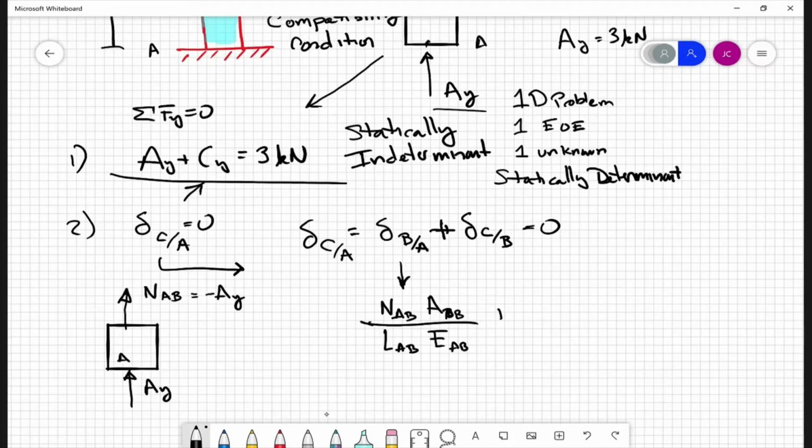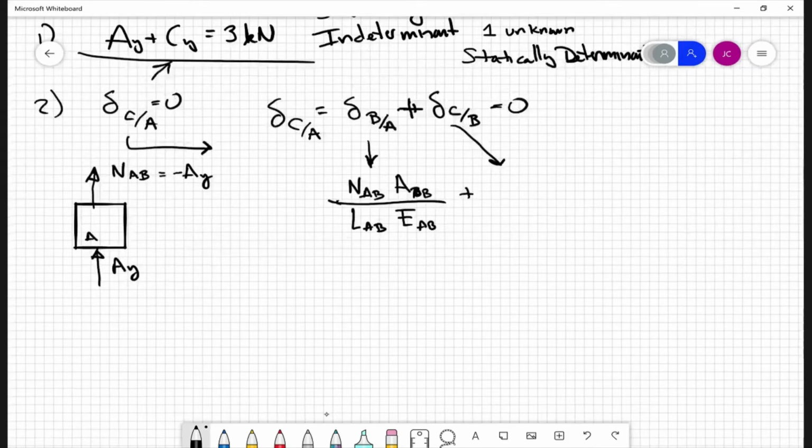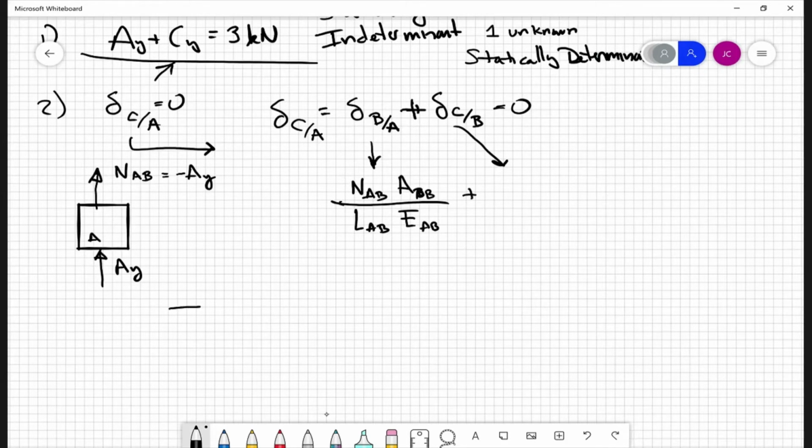for this section, if we were to draw the free body diagram from here, we'll do it from the top. So this is now C, and I have the force acting up here is CY. And balancing that is my internal force in section CB. In this case, it's clearly going to equal CY.